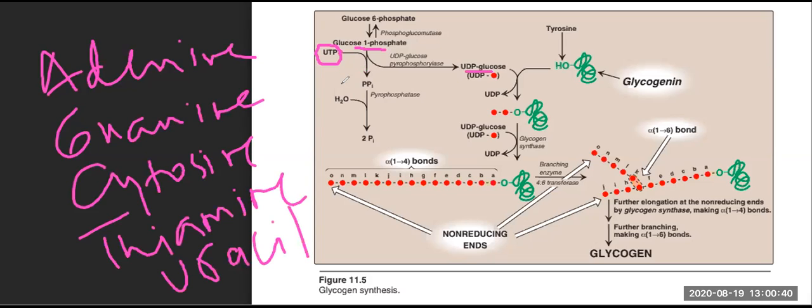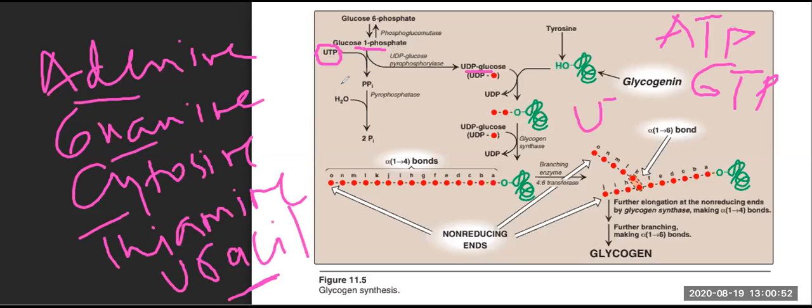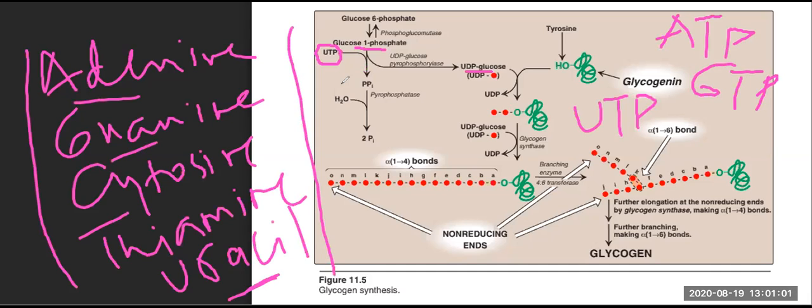So when we say ATP, it is adenine triphosphate. When we say GTP, it is guanine triphosphate. When I'm saying UTP, it is uracil triphosphate. So this is not a new thing. It is the same thing. They are 5 nitrogenous bases, and you can change it to ATP, GTP, UTP, CTP, TTP.